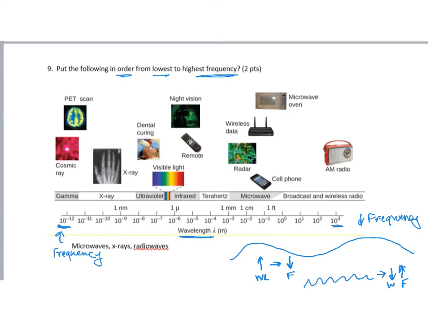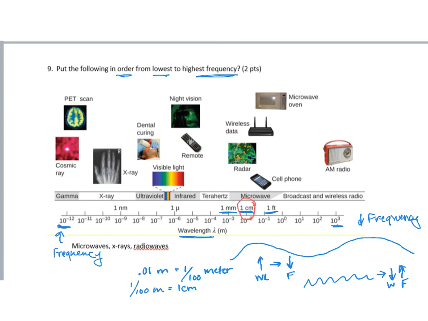Now, on the next question, it's asking which of the objects emits radiation with a wavelength of approximately 0.01 meters. So now you have to know how to convert, because we're not given meters here; we're given centimeters, millimeters, and feet. So 0.01 meter is equal to 1/100th of a meter, right? And we know that the prefix for that would be centimeter, 1 centimeter. So if you look, here's 1 centimeter right here.